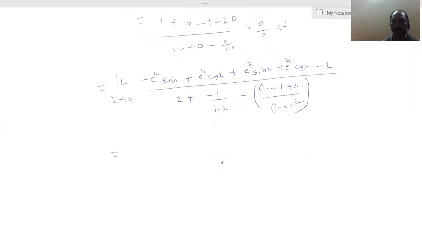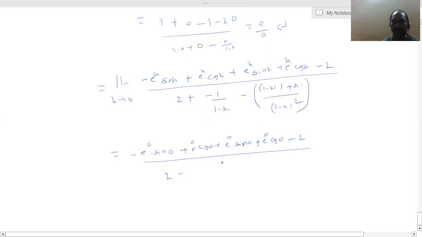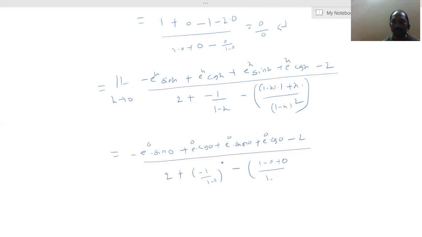That implies e power minus e power plus 0. Exponent is 0. Minus sin 0 plus e power 0 into cos 0, e power 0 into sin 0 plus e power 0 into cos 0 minus 2 by 2 plus minus 1 by 1 minus 0 minus of 1 minus 0 plus 0 by 1 minus 0 whole square. Now once again we get 0 by 0 form.